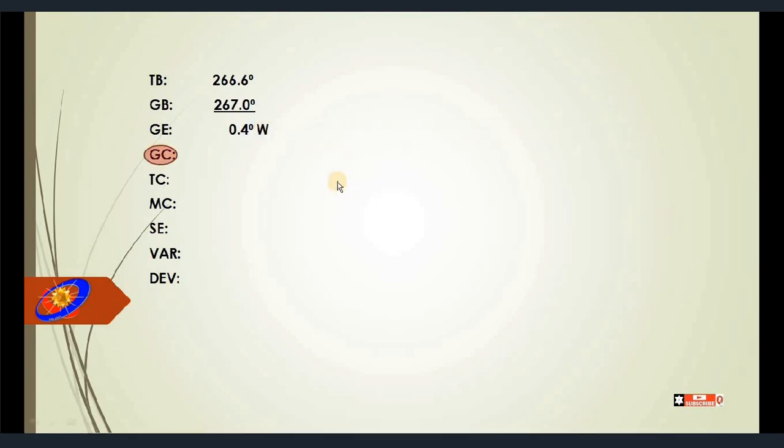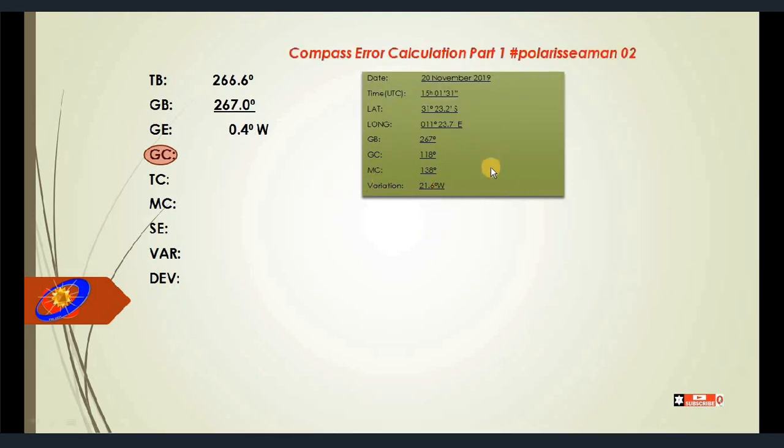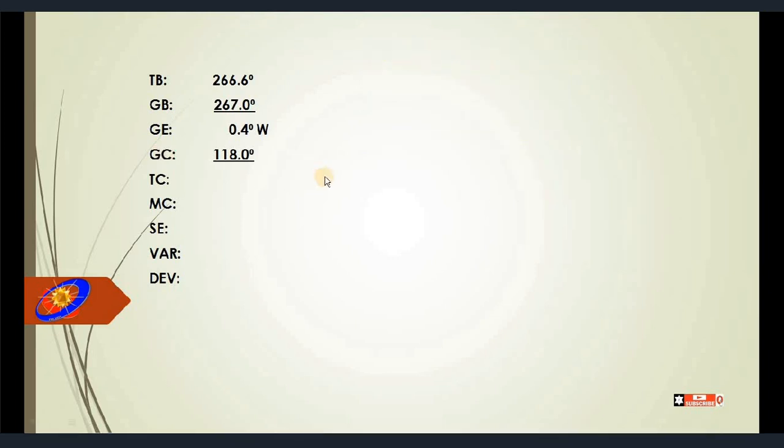And for the gyro course, from the data that we have taken before from the first video, it is 118.0. If the name of gyro error is east, then add. But if the name of gyro error is west, then we subtract. So we have west right now, so we subtract, and the result is our true course, which is 117.6 degrees.